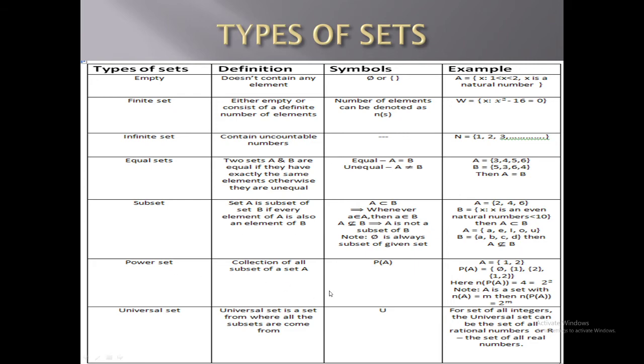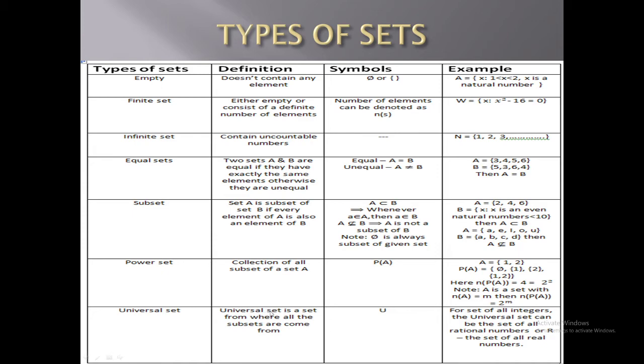And next one, power set: collection of all subsets of a set A. We denote it as P of A. If we take example A equal to {1, 2}, P of A is equal to phi, singleton sets {1} and {2}, and again this full set {1, 2}. Here n of P of A equal to 4, because 1, 2, 3, 4. It contains 4 elements. That is equal to 2 power 2. So from this we can understand, if A is a set with n of A equal to m, then n of P of A equals 2 power m.